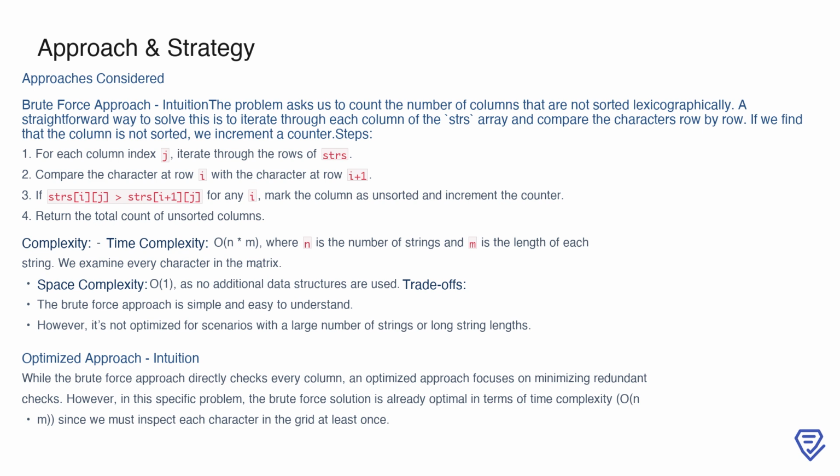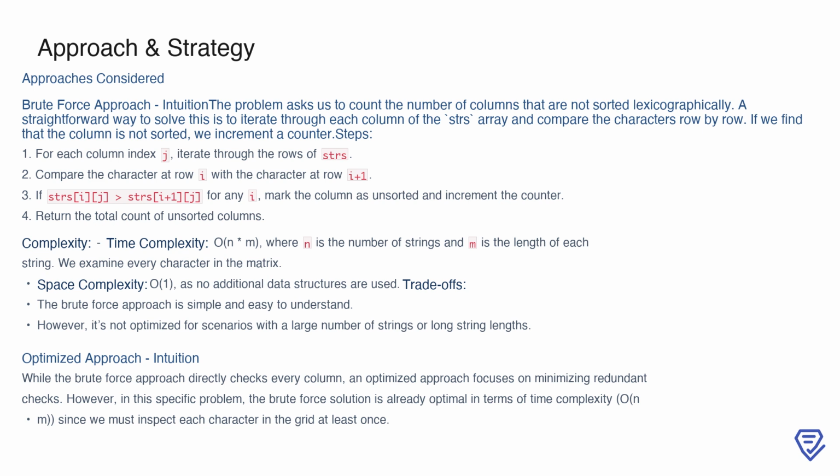To solve the problem of counting columns that are not sorted lexicographically, let's first consider a brute force approach. The intuition here is straightforward. We iterate through each column of the given array of strings and compare characters row by row. If we find that a column is not sorted, we increment a counter. Specifically, for each column index, we loop through all rows and compare each character with the one in the next row. If a character is greater than the one below it, we mark that column as unsorted and increase our count.